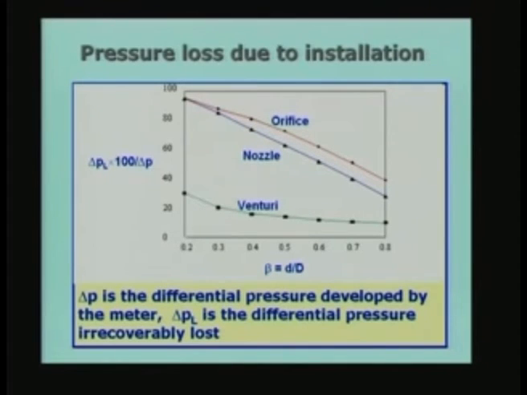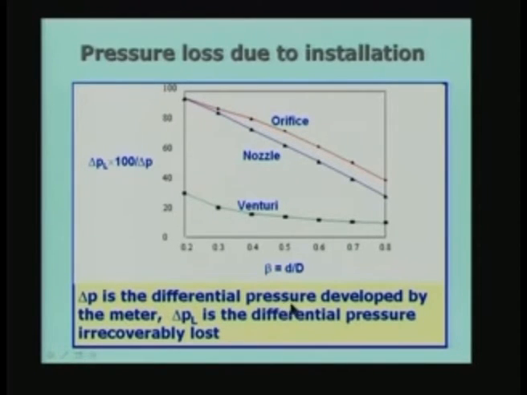And in fact, you can see that for the orifice, the nozzle and the venturi, if you look at the pressure loss due to the installation, total recovery is not possible. In the case of the orifice, of course, it is a function of beta. The smaller the beta, the worse the pressure loss. As beta becomes larger and larger, the pressure drop created is also small, and the amount of pressure drop which is not recovered is also small. So, let us look at how we have plotted here.